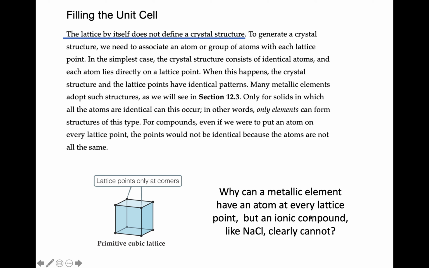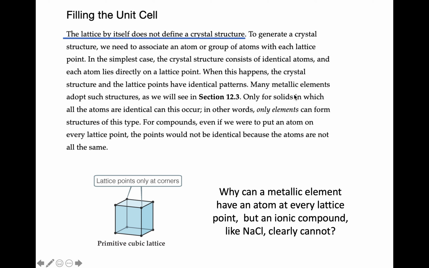Now, remember that the lattices we just mentioned are like our scaffolding. We now need to fill these up. The lattice by itself is not giving us the crystal structure. This paragraph right here I think is quite telling. To generate a crystal structure, we need to associate an atom or a group of them with each of the lattice points. Now, in our simplest example, each of those lattice points would be where an atom is found.